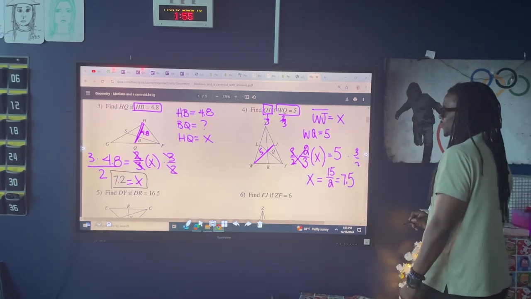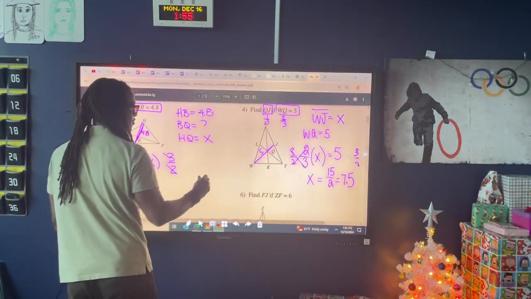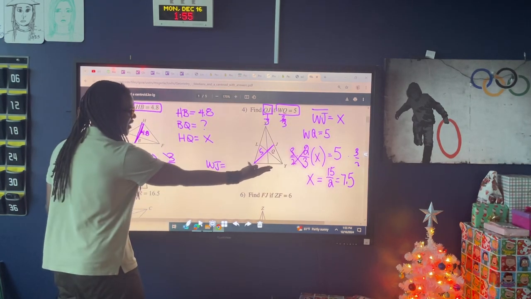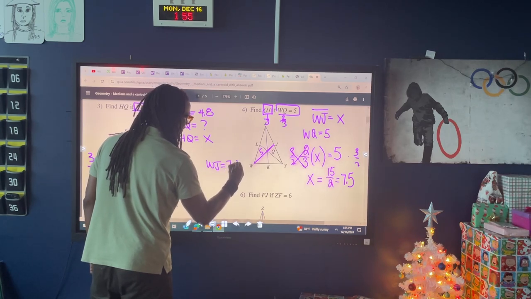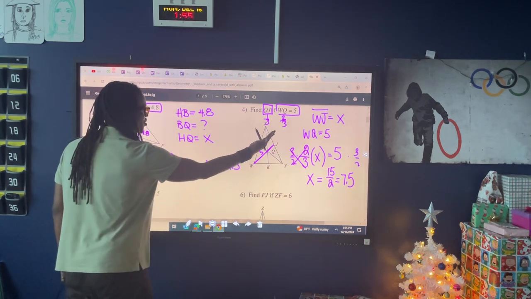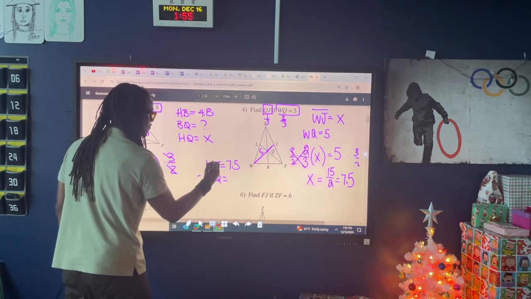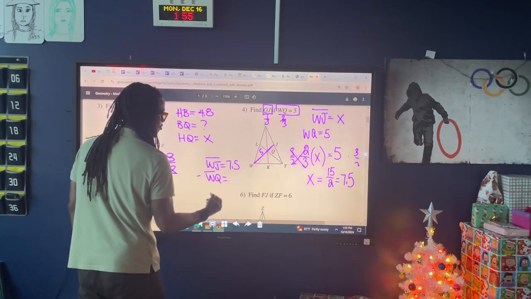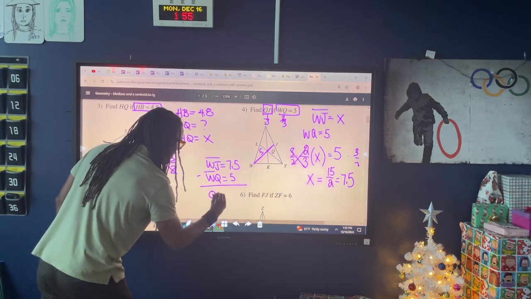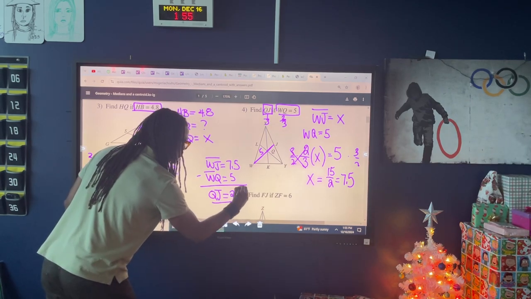7.5. So therefore, the entire distance WJ we just said is what? 7.5. So if WJ is 7.5, I can subtract WQ from WJ, which is 7.5 minus 5. And it's going to give me QJ, which equals 2.5. You got it.